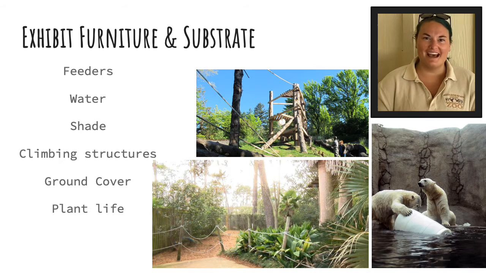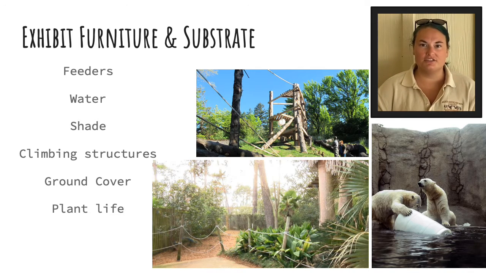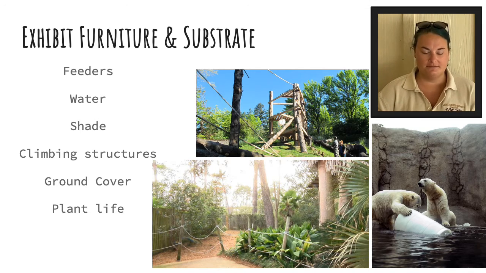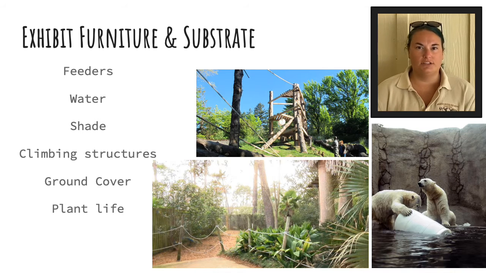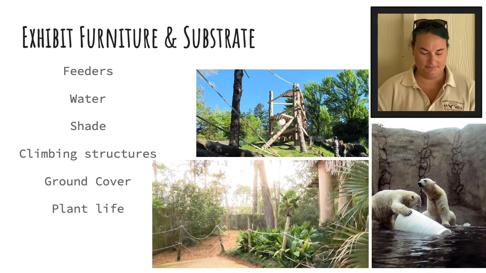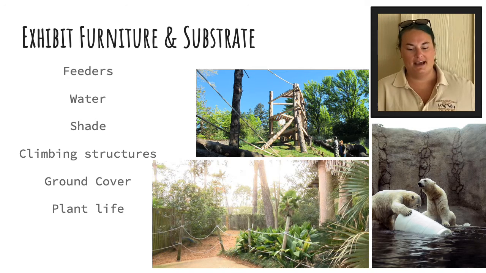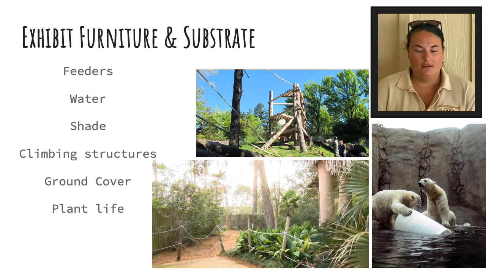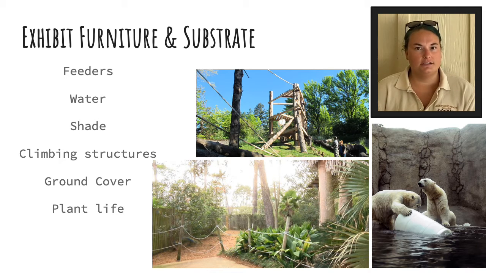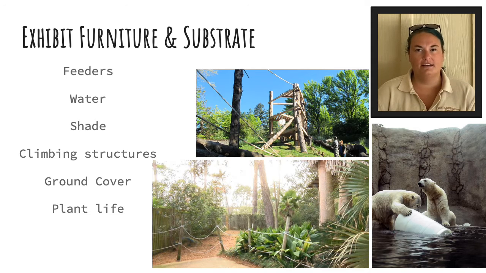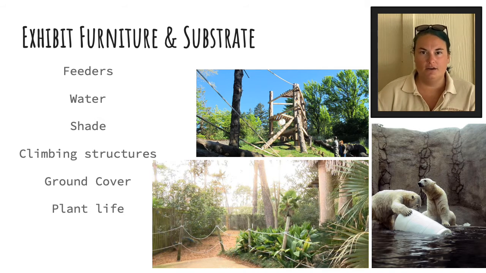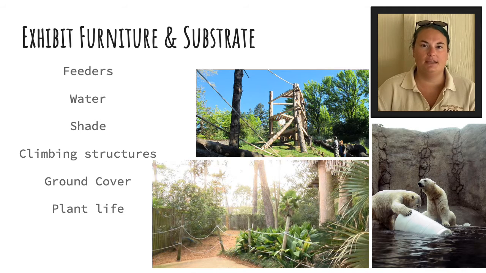Some things you might want to add are things like feeders. Do you have a giraffe that might like to eat from the treetops? What about water? Is your animal a swimmer? Do they like water? Think about shade. Will your animal need shade during the hot summer months? Adding different levels to the exhibit can help if your animal likes to climb, like a monkey. Do you need ground cover, like grass, dirt, or even rocks? And what kind of plant life could you add? Non-toxic plants they might want to eat, or just other native species that might be in the same area they would be.